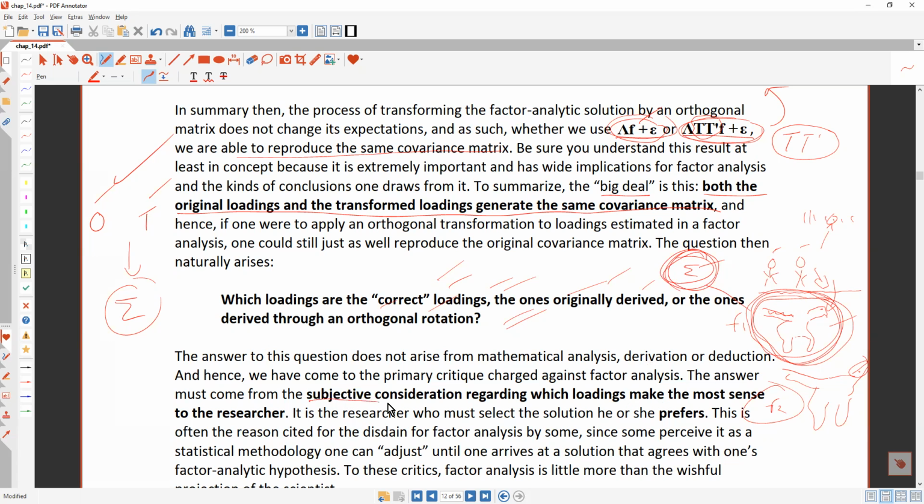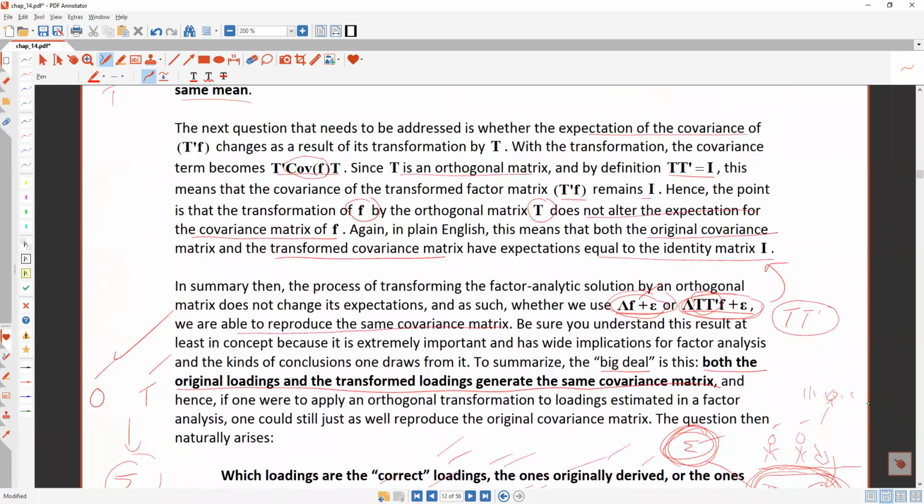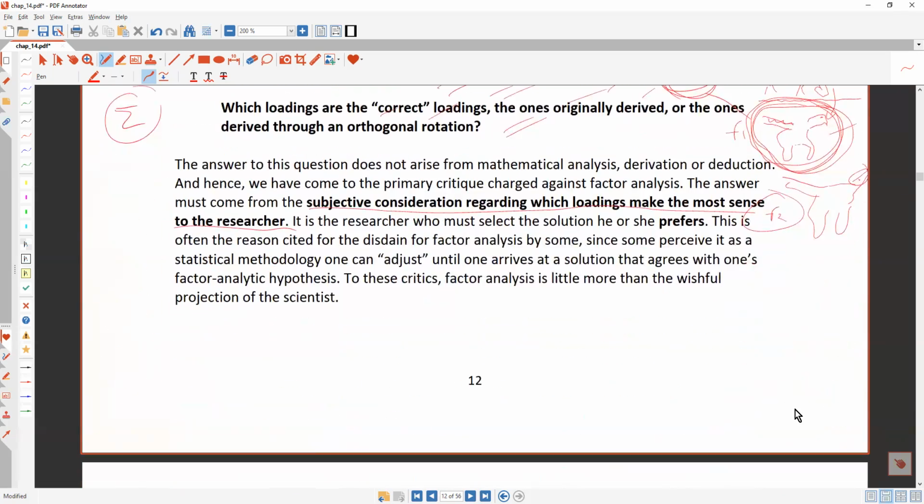The answer has to come from a subjective consideration regarding which loadings make the most sense to the researcher. So out of that infinite number of solutions, I'll redraw it here. You have an infinite number of solutions, all the way to infinity. You're going to select this solution based on subjective considerations and based on it making the most sense to you as a researcher in terms of reproducing the covariance matrix.